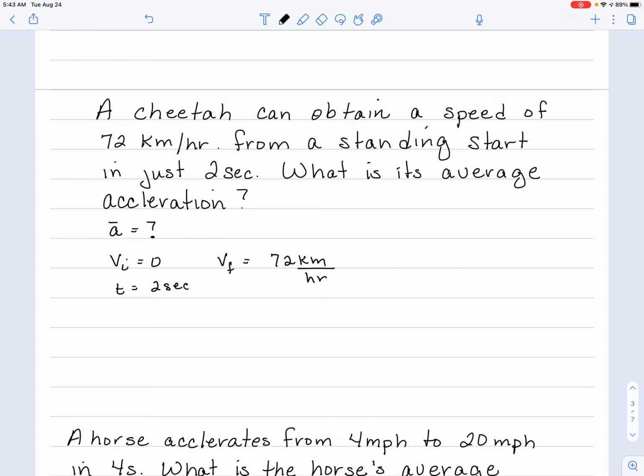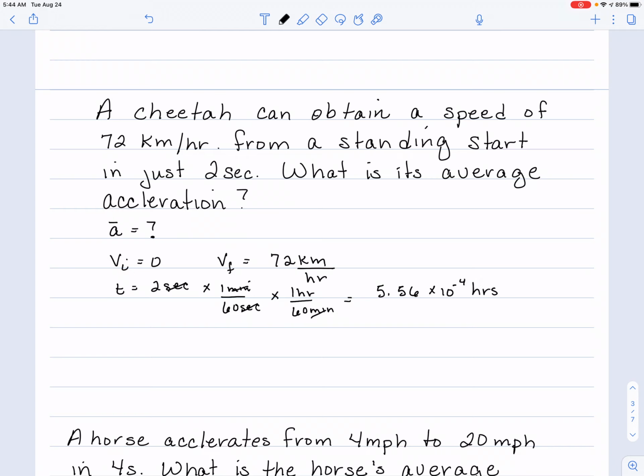So what we're going to do is take our time of 2 seconds. We know that in 1 minute we have 60 seconds, and we know in 1 hour we have 60 minutes. So our seconds are going to cancel, our minutes going to cancel, and this will give us our time unit in terms of hours. So we have 5.56 times 10 to the minus 4 hours.